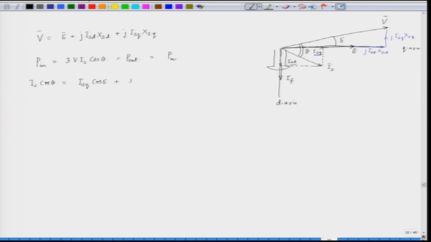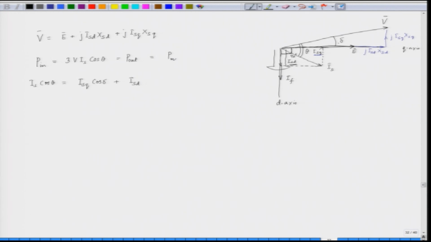Plus I_sd. So, I_sd is this current, and the angle which I_sd makes with V is 90 degrees, the angle between the d axis and the q axis is 90 degrees.